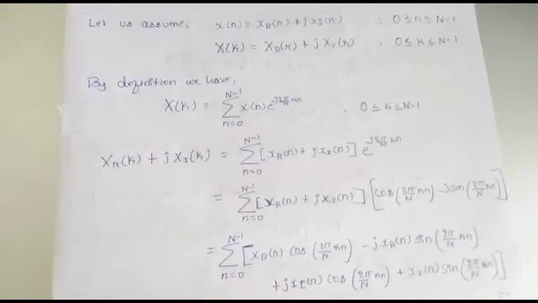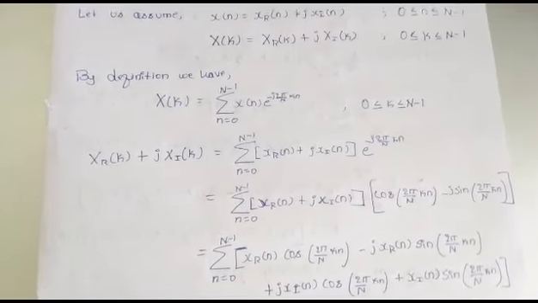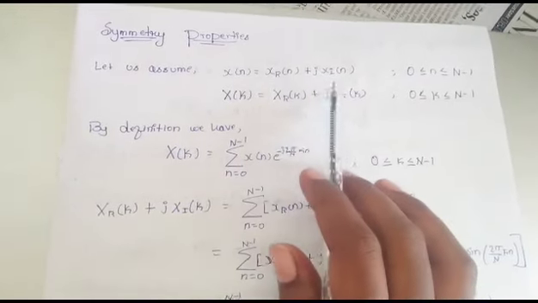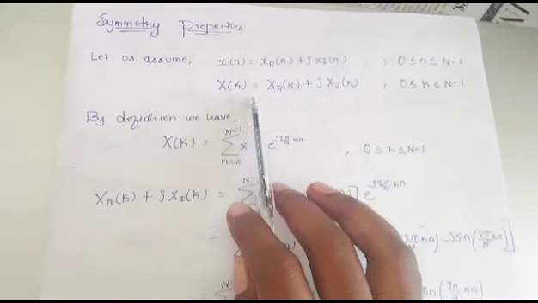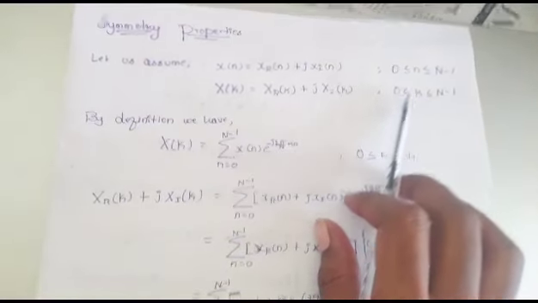Symmetry property. Let us assume that a length n sequence x of n and its DFT x of k are both complex valued. So x of n is equal to xr of n plus j xi of n and x of k is equal to xr of k plus j xi of k. Here n and k vary from 0 to n minus 1.